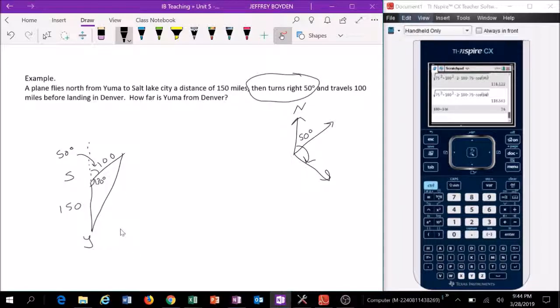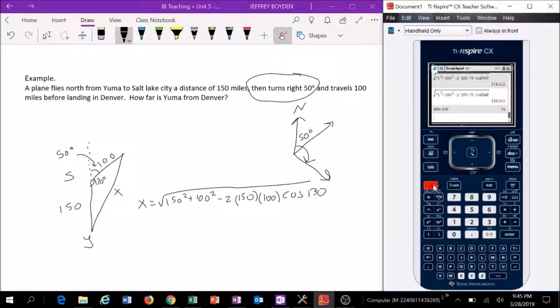And from here, we can set up, wait a minute, is it law of sines or is it law of cosines? We have two sides. This angle is the angle that's between them. So this is law of cosines. I'm going to drop an x right there so it's clear what it is we're finding. And we're going to say x equals the square root of, let's try setup, 150 squared plus 100 squared minus 2 times 150 times 100 times cosine of 130. Go ahead, take your time, type it in.